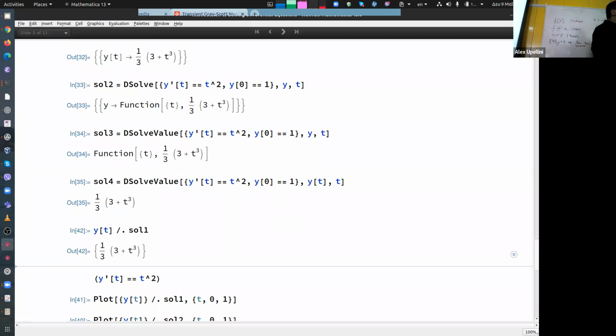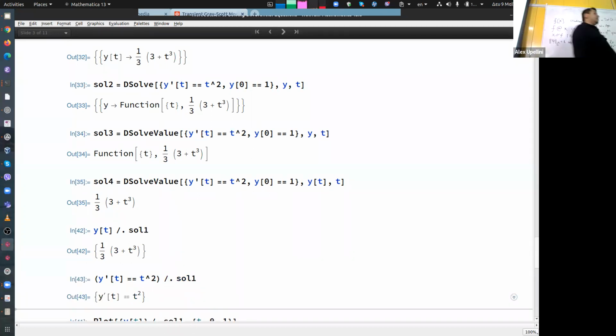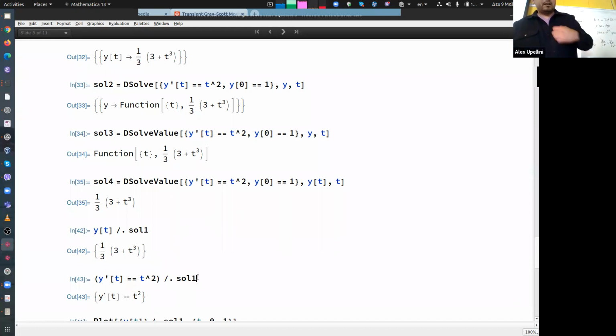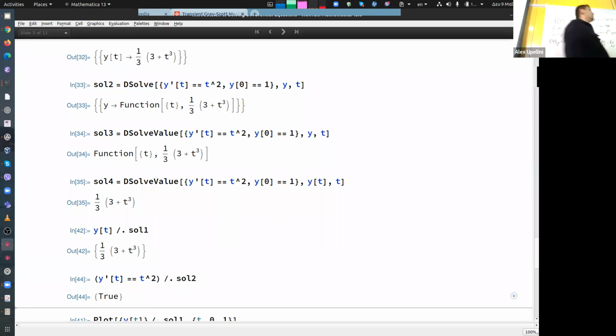Why will it not work for the first one? Well, because here I don't have y of t. I have y prime of t. So if I try to replace here with solution 1, it hasn't been replaced. The reason is that this is not y of t, but y prime of t. So if you want to verify the differential equation, you have to use the second one, which is the function expression of y. So if instead of doing this, I use sol2, I get true. So it is a solution. Okay.